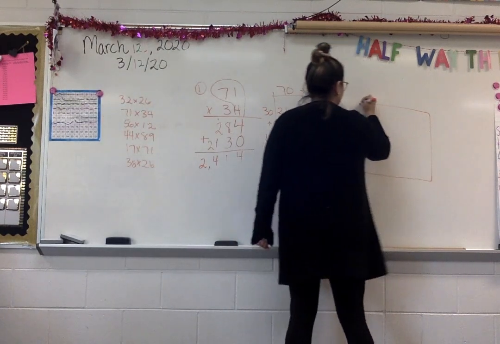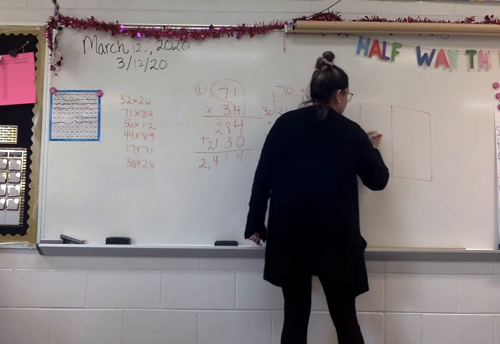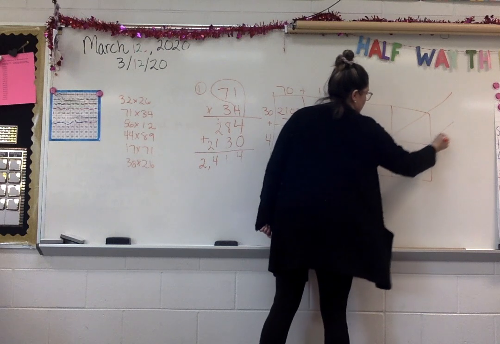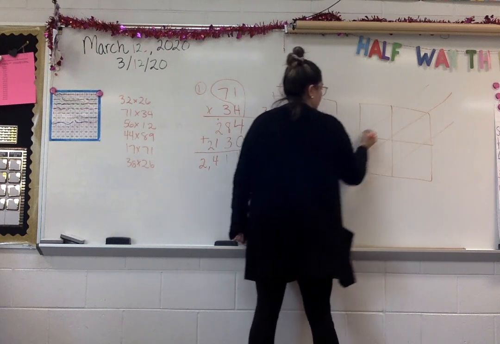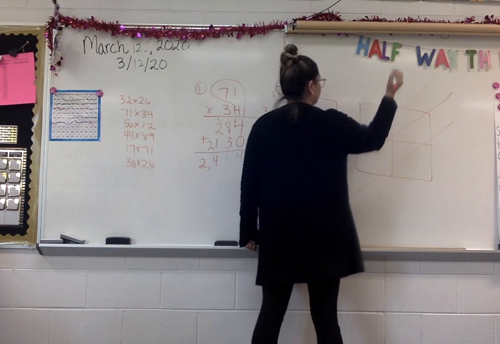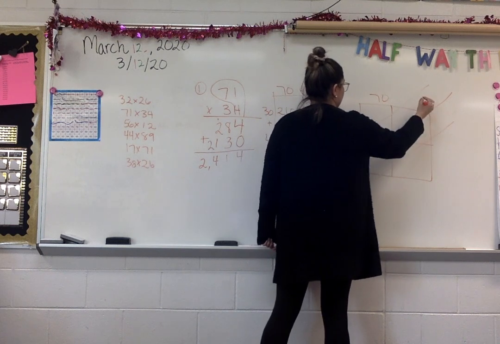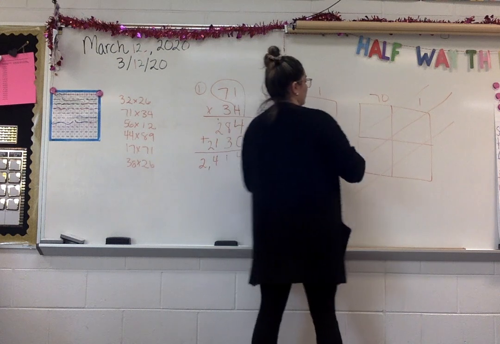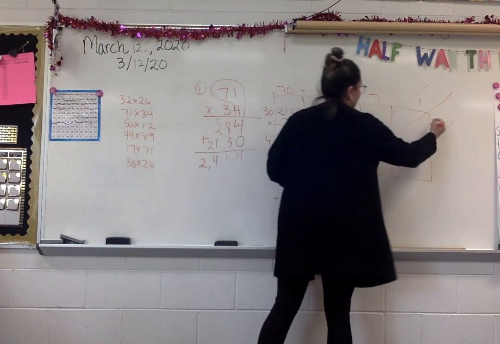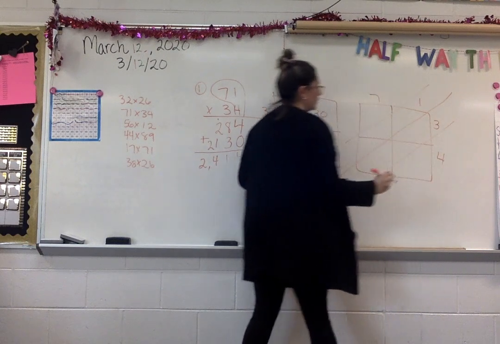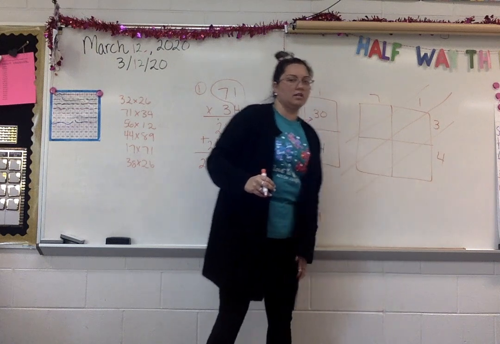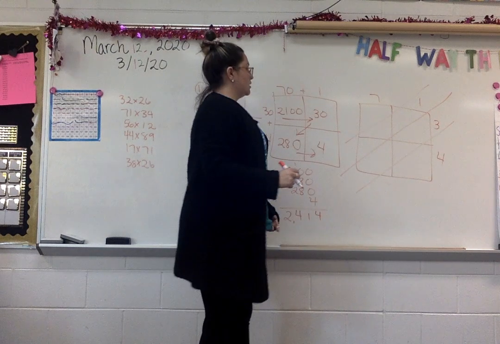So lattice, again, we're going to make our boxes. Then we're going to make big diagonal lines. So here I need to have 70 and 1. Oh my gosh, no I don't. I need to have 7 and 1, sorry. And then 3 and 4. Okay? So you should have 7, 1, 3, and 4 listed in those boxes.